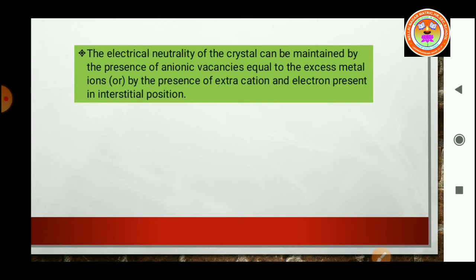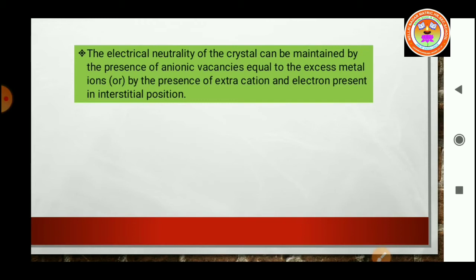So how to maintain the electrical neutrality? Here, electrical neutrality is maintained by the presence of anionic vacancies equal to the excess metal ion, or by the presence of extra cation and electron present in the interstitial position. Okay, so these are metal excess defects, that is, non-stoichiometric defects.